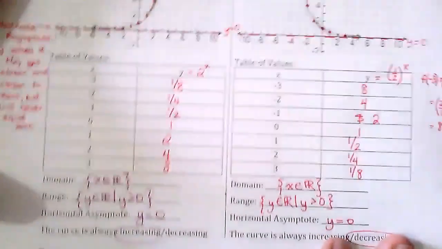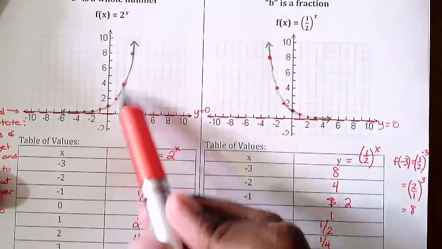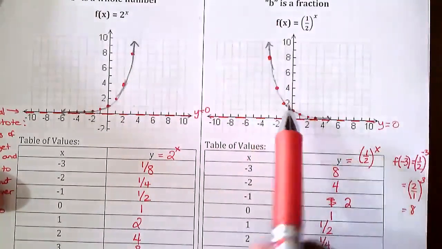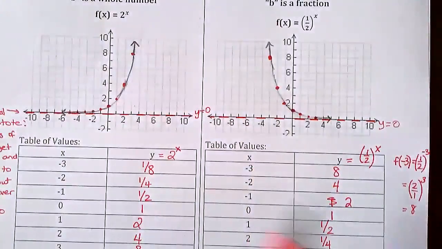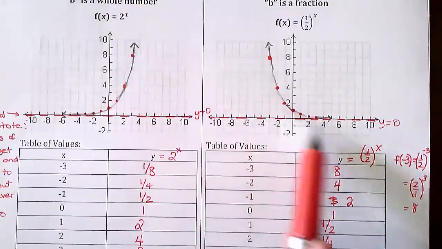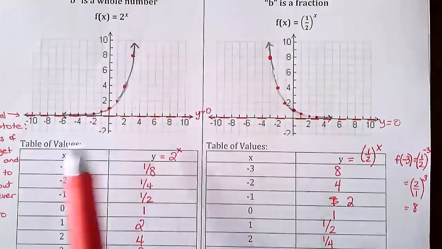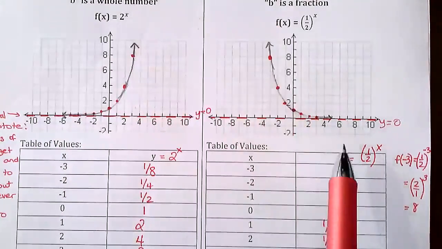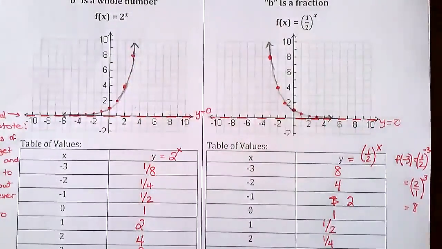So we can see that exponential curves generally have this shape where one side is increasing rapidly or decreasing rapidly. The other side is getting closer to that horizontal asymptote, whether it be increasing here or decreasing there. So the shape of the curve seems generally similar, but whether it's increasing or decreasing really depends on whether the base is a whole number or a fraction.